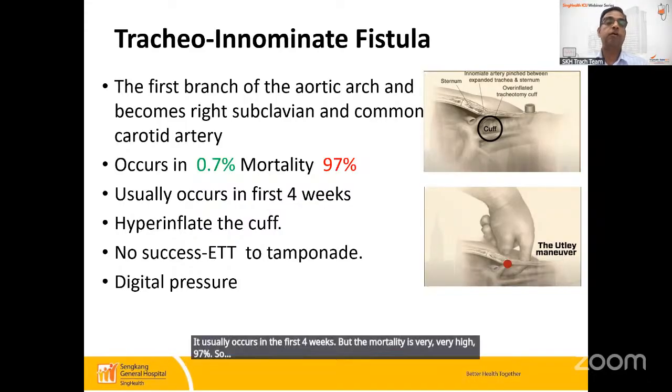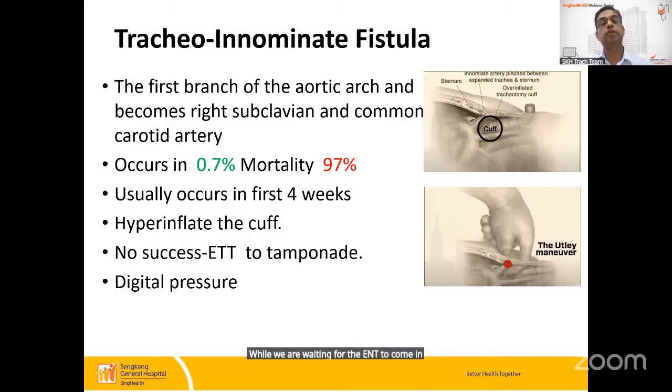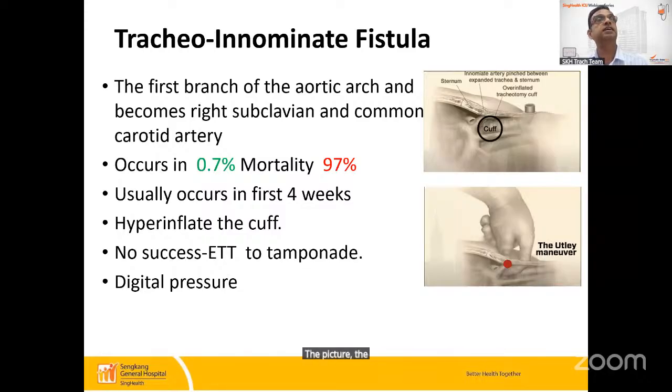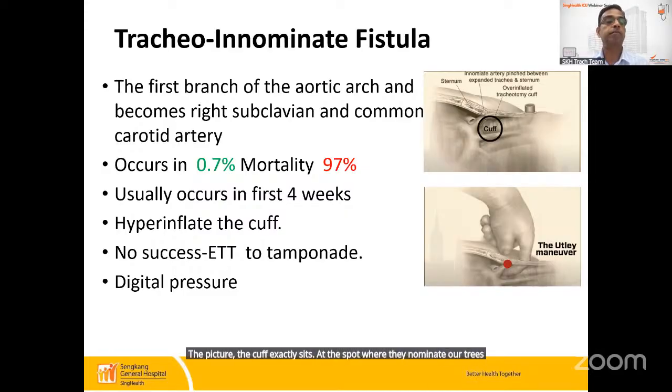So while we are waiting for the ENT to come in, what we can do to resuscitate them. So hyperinflate the cuff. Don't worry about cuff pressure. Just go high on the cuff. You can see on the picture, the cuff exactly sits at the spot where the innominate artery is. So cuff it up. If you are not succeeding, you can put in an ET tube and then cuff below so that you can protect the lungs from the hemorrhage.